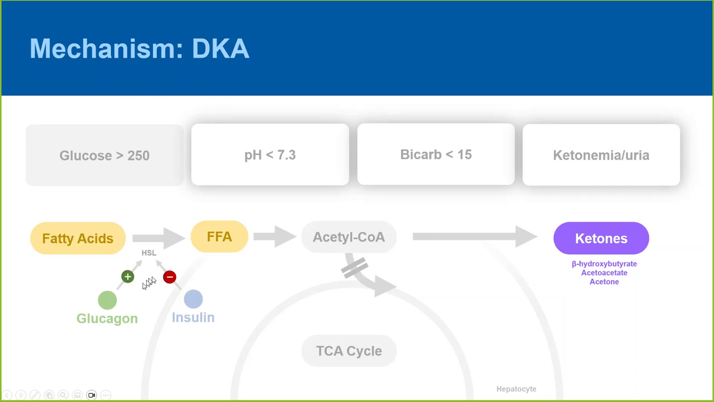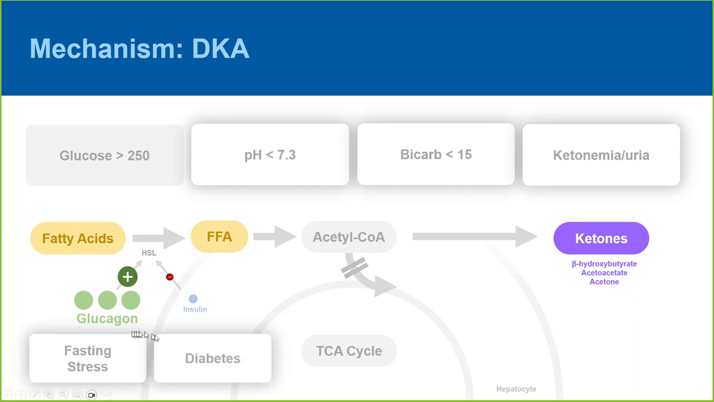But ultimately, it's this ratio of high glucagon to low insulin that promotes beta oxidation and thus ketogenesis, and therefore states that drive up the counter-regulatory hormone glucagon, such as fasting and stress, which we might see in the perioperative setting, or if you have diabetes and just don't have much or any insulin around, these things will promote ketogenesis.